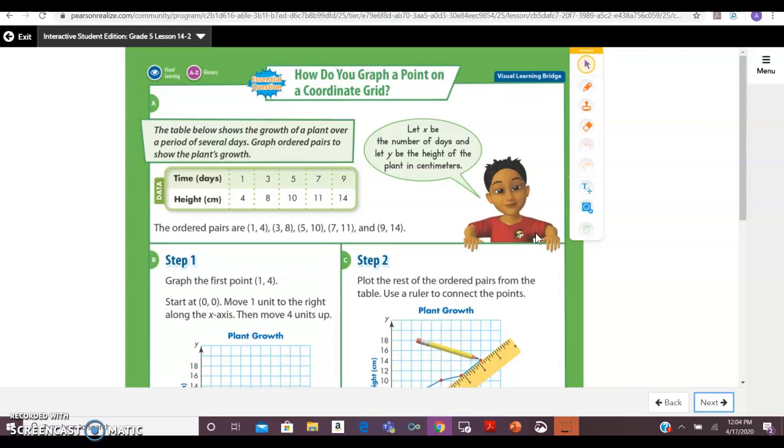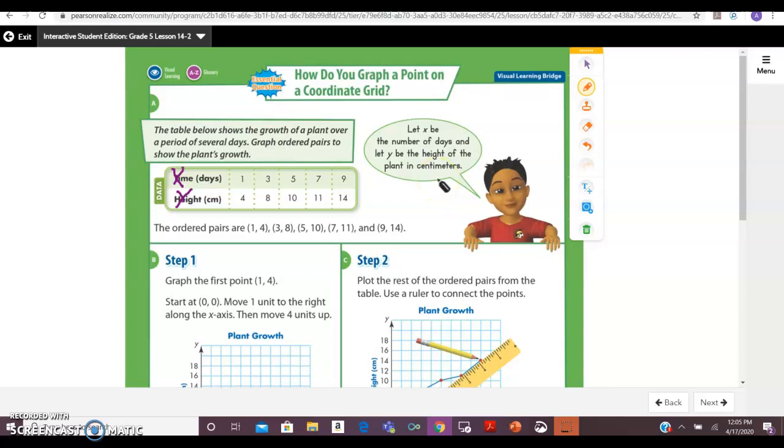X coordinates are going to be your length of time. On the bottom of a graph, the X axis is always going to be your time. Your Y axis is going to be the data that has changed over time. So in this case, our X is going to be number of days, and our Y is going to be the height of my plant.